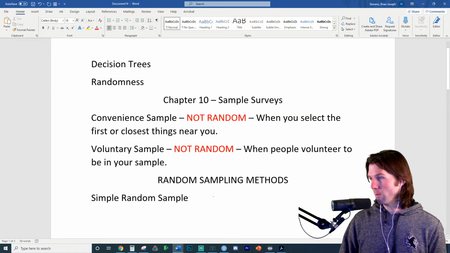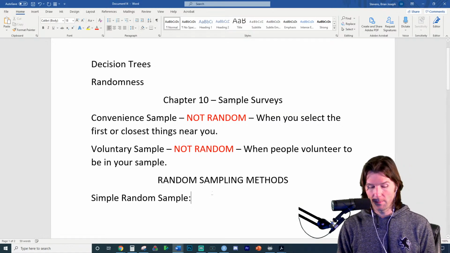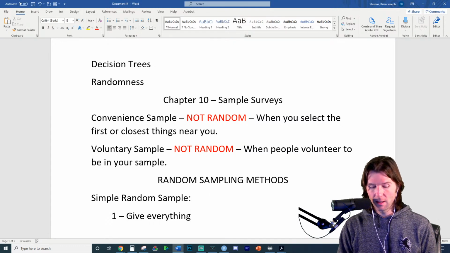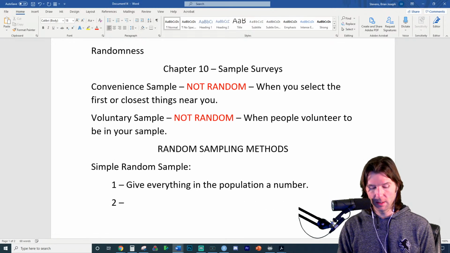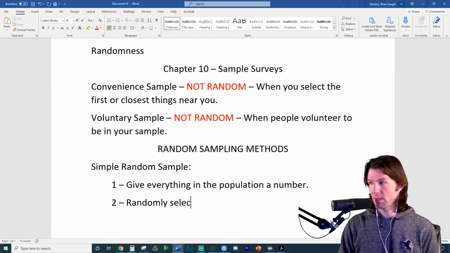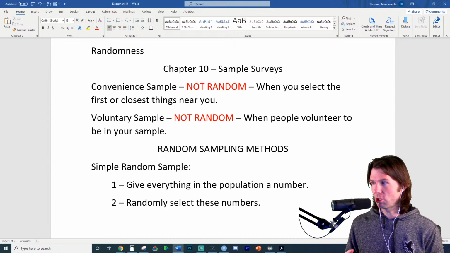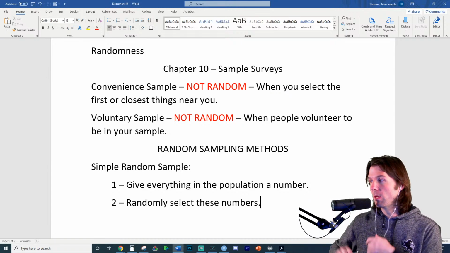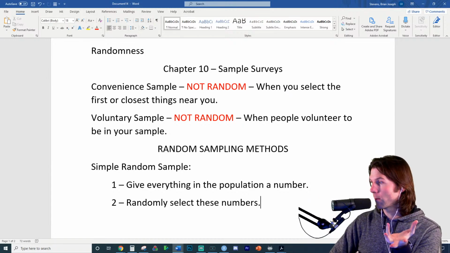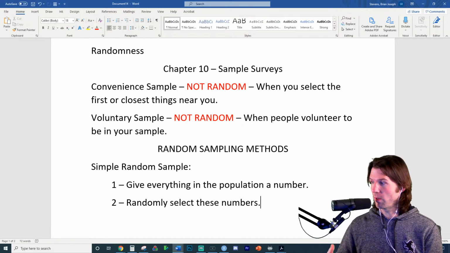So the simple random sample is going to be taken the following way. We're first going to give everything in the population a number. And then we are going to randomly select these numbers. So if you think about it, everything has an equal and likely chance of being taken right here, because we are going to give everything a number, and you're basically going to put it in a hat and randomly draw out these numbers.